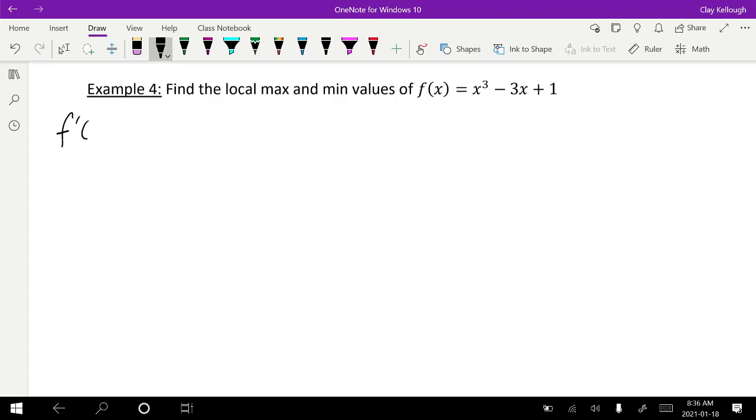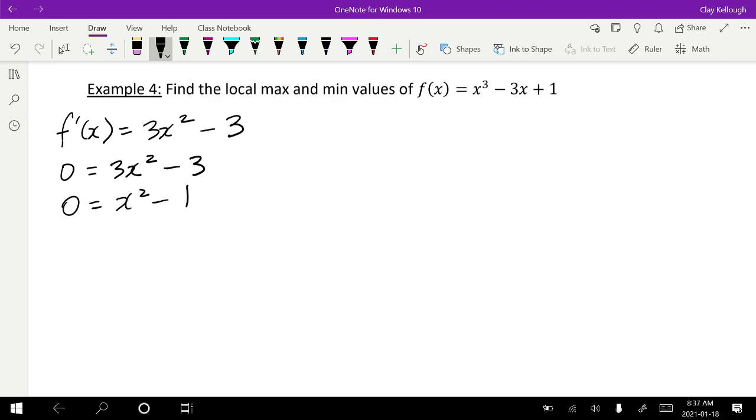So f primed of x is 3x squared minus 3, and that's it, right? Derivative of 1 is 0. And of course, we're going to set that to 0. Then we'll factor out a 3, divide both sides of the equation by 3. And then the derivative is 0 when x, this of course is a difference of squares, so my derivative is 0 when x is negative 1 and positive 1. So those are my critical values.